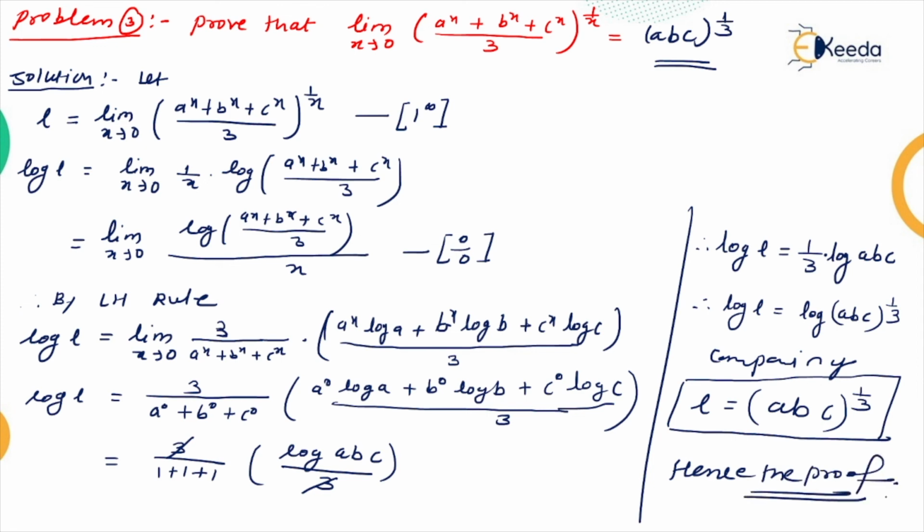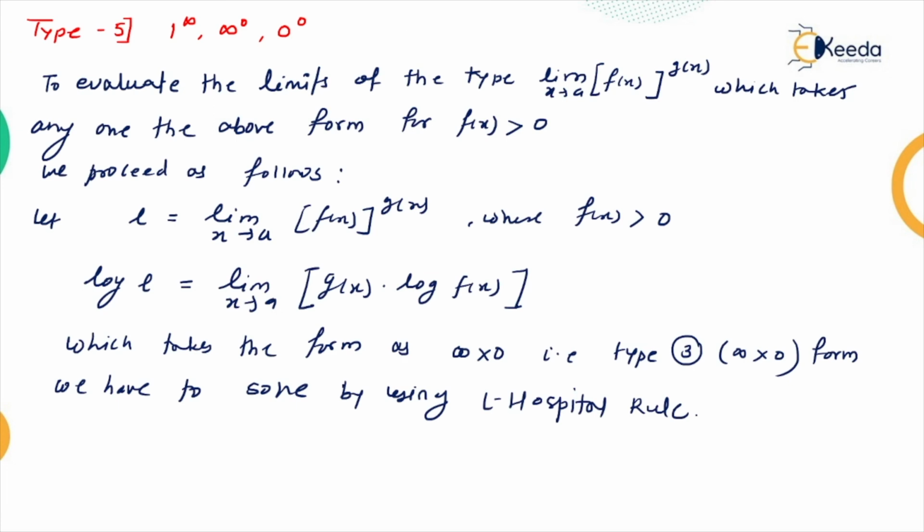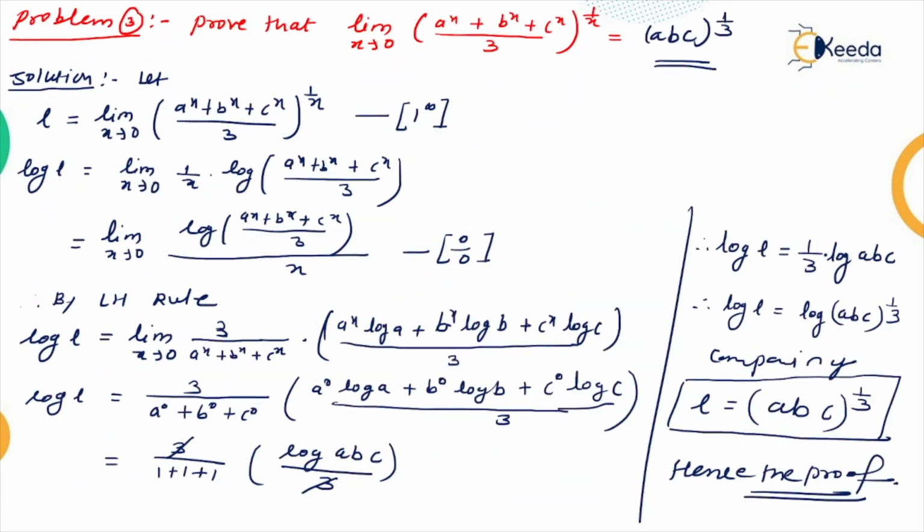I hope you understand this session very well, and you have also understood type 5: 1 raised to infinity, then 0 raised to 0, then infinity raised to 0. This is all about type number 5, and these are 3 examples.